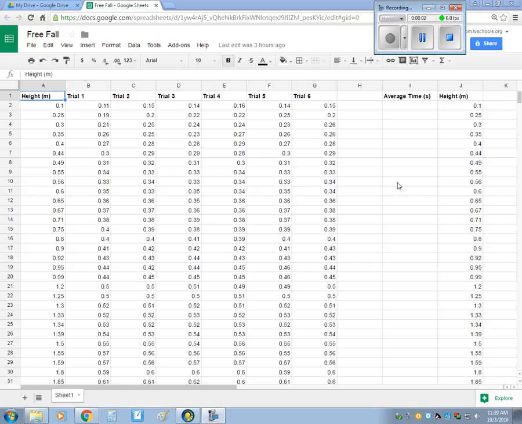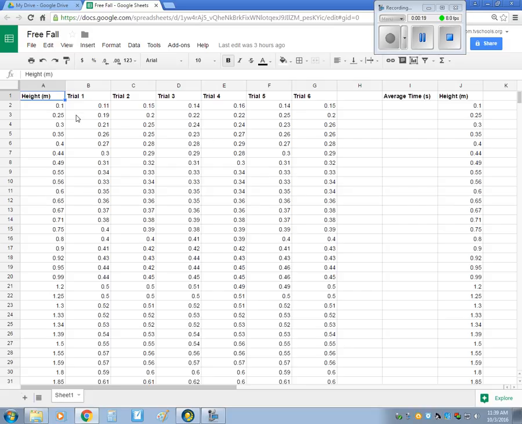This is just a short little video to show you how to make a graph in Google Sheets. I have some data here. I'm calling this free fall, so I have collected 6 trials per situation. So each height is its own situation, and I have found these 6 trials.